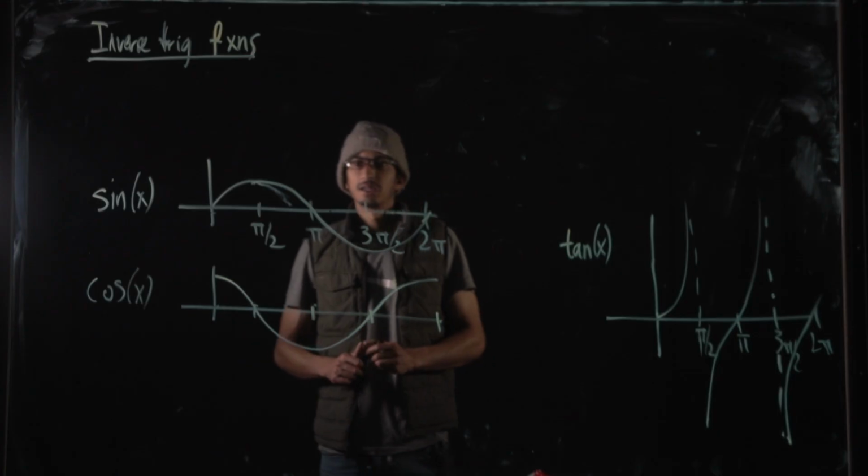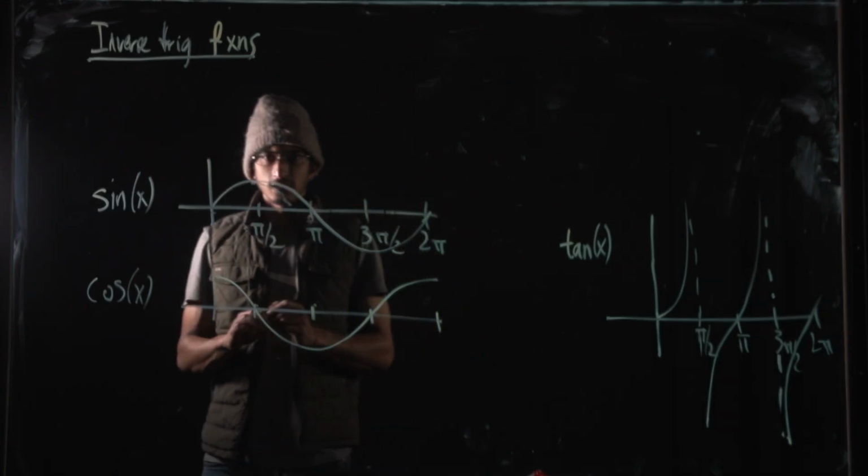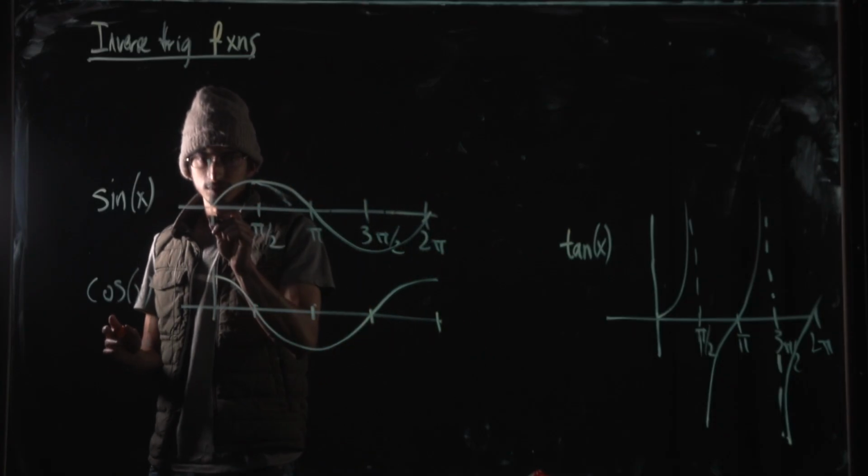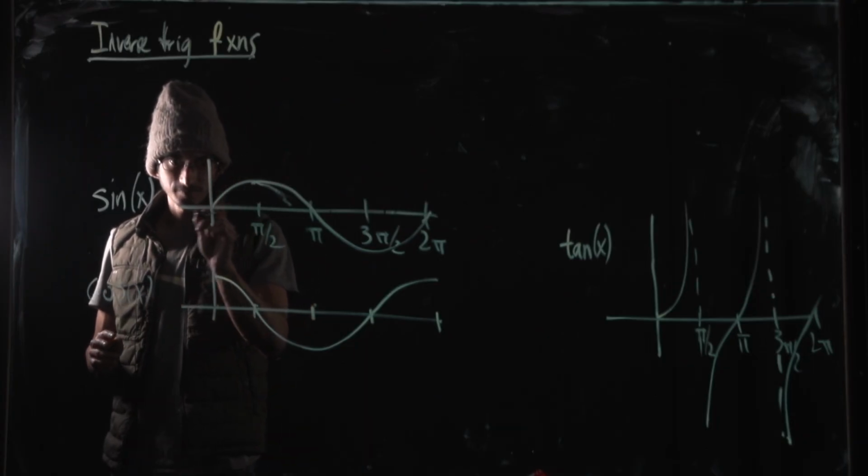So to make them one-to-one, we'll restrict them to domains where they are one-to-one. So let me just extend the graphs a little bit over here.